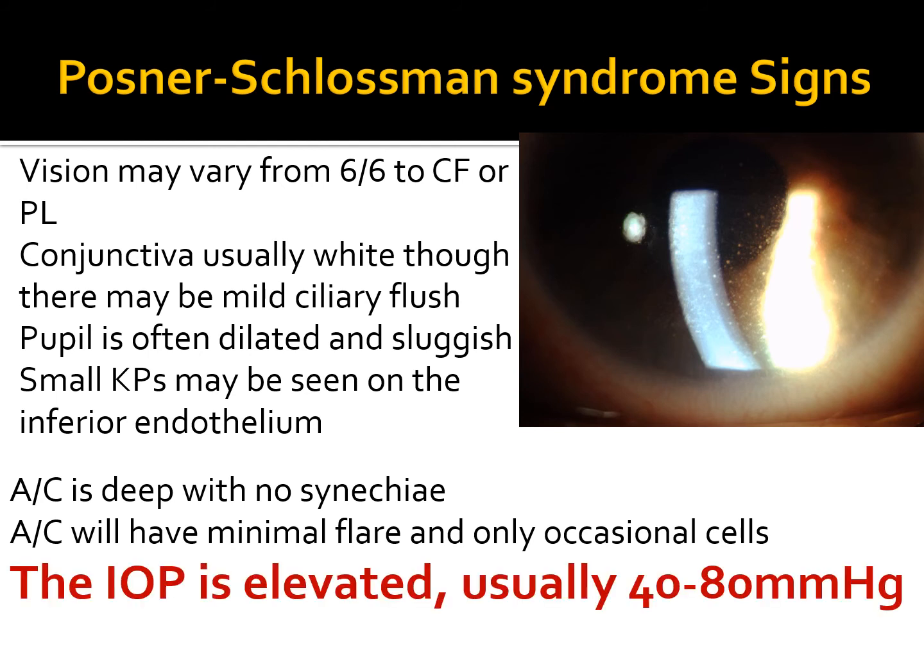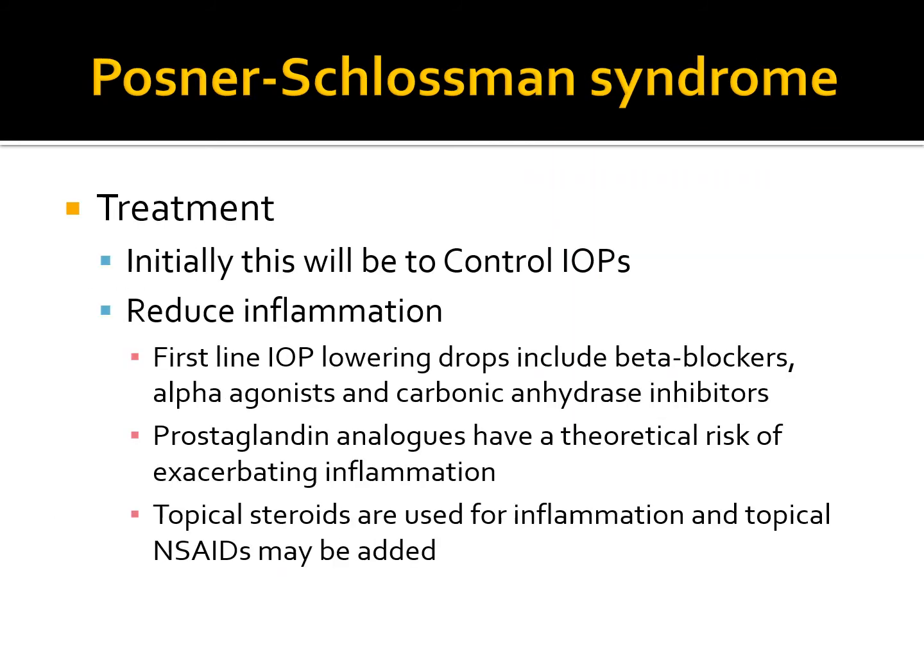But of course, IOP during the episodes is elevated. So that's going to be a giveaway. As soon as you get a pressure of 40 to 80, you're going to pretty much refer. Although I suppose problematically, that's only going to be during the elevated episodes. You might see the patient when it isn't, so you'd be terribly confused. Treatment is obviously to control the IOP and reduce the inflammation: beta blockers, and again, prostaglandin is not such a good choice because they have a theoretical risk of exacerbating inflammation, and topical steroids can be used for inflammation.